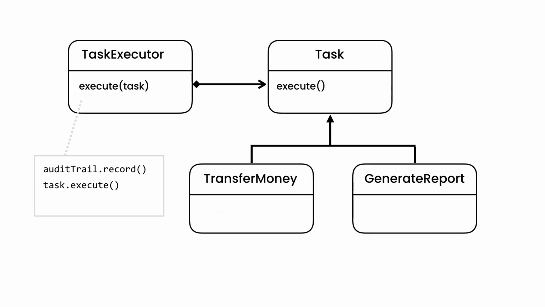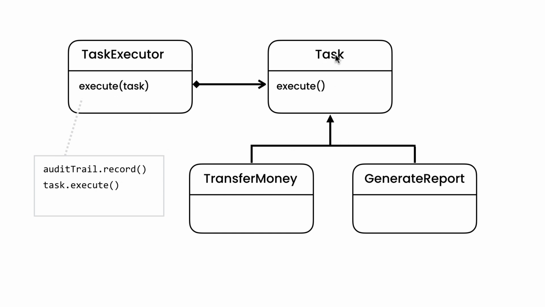There are basically two ways to solve this problem. We can use the polymorphism principle, and that brings us to the strategy pattern, or we can use inheritance. So let's see how polymorphism works here. We can introduce a class called task executor with a single execute method. This is where we define that common behavior for executing tasks. So this is where we call auditTrail.record.